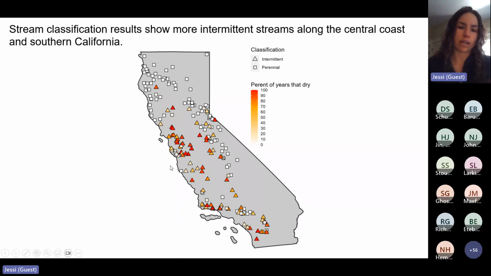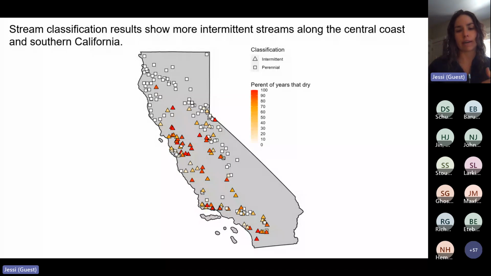And you can see the variation across the state with a little more drying occurring in Southern California as well as the Central Coast. And we get a lot of our perennial streams in Northern California and across the Sierras. And so what is interesting, though, is that we do see that in terms of the drying that occurs, there's a lot of variability there where in many cases, intermittent streams are not drying every year.